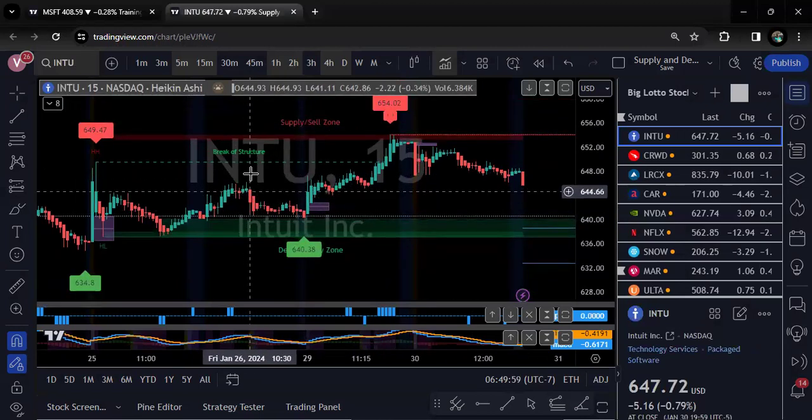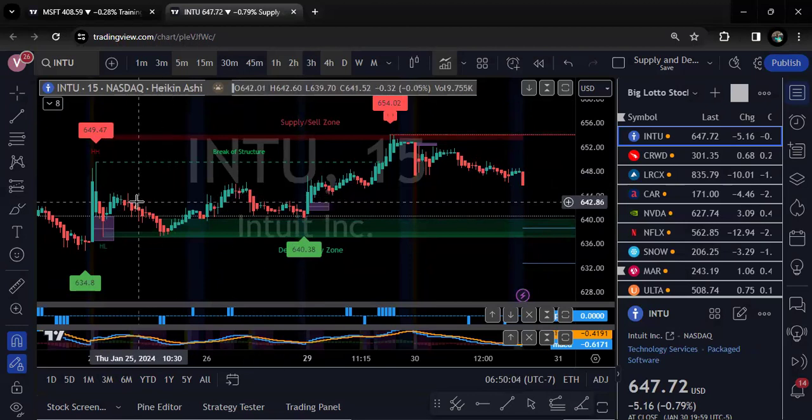So Intuit had low volume. Oh, this was an example of what? When did it have low volume? Oh, I made a note. Hold on. Okay, this is another example.